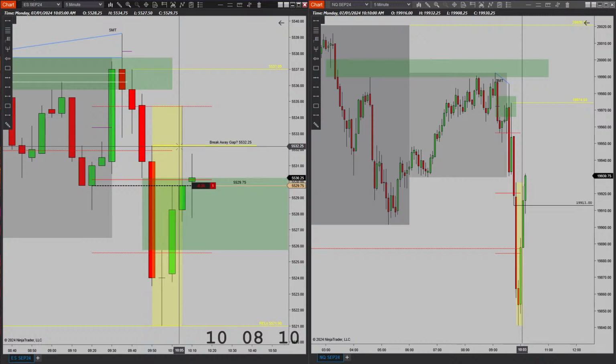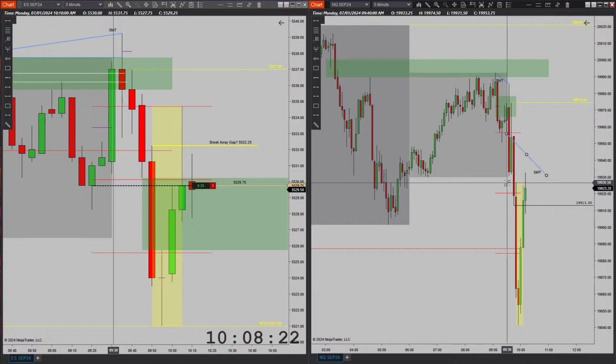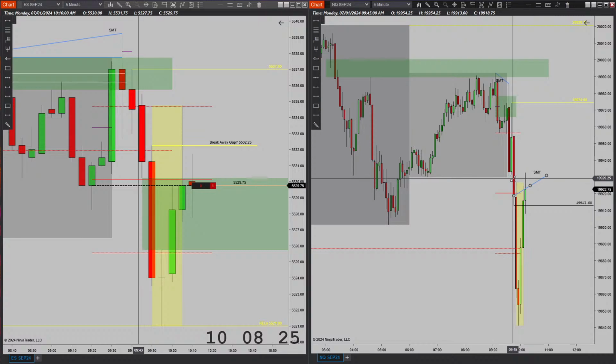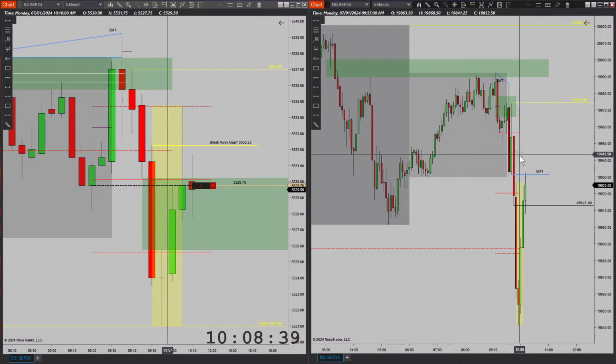Okay, so it looks like NQ is drawing higher. Oh, okay, so you see this right here. I wouldn't expect price to trade above this order block over here. Actually, just the body, so about 50%, which would be consequent encroachment. So no higher than 43, really.